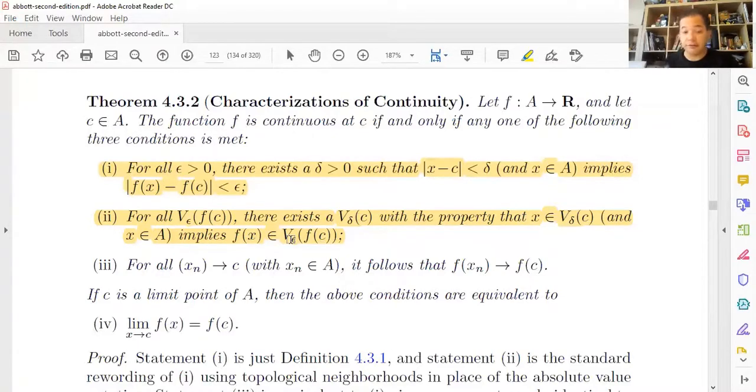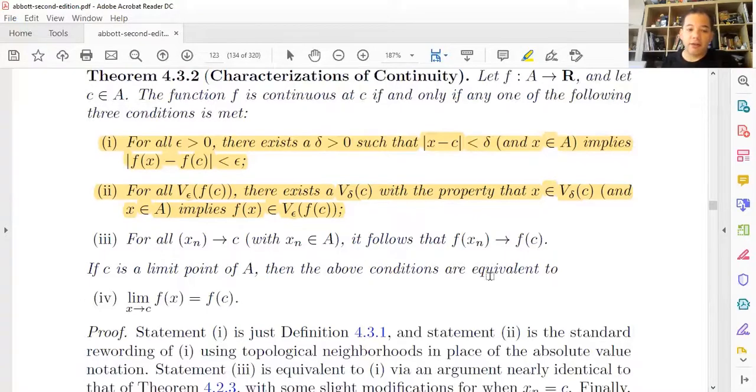Then we saw number three, which is best for us because we already know a lot about sequences. It says that a function is continuous if every sequence that converges to c has the property that the function applied to the sequence converges to f of c. And we also have number four, which is sort of the traditional definition of continuity that you maybe know from calculus. That one applies quite well if we have a limit point, because for isolated points in the domain, this limit makes no sense. It cannot be defined. But these other definitions make perfect sense.